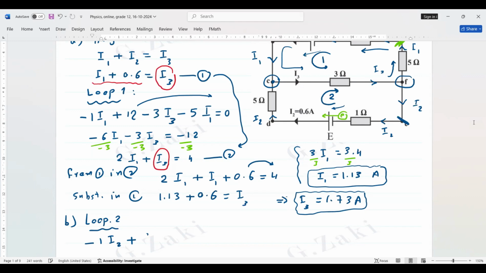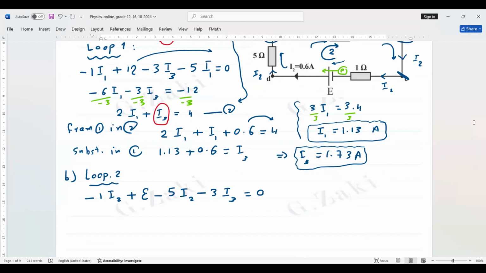EMF. And then the current is I2 and the resistor is 5. It is in the same direction as the loop, so it is negative 5 I2. And then here, the current is I3 and the resistor is 3, and the current is in the same direction as the loop, so it's negative 3 I3. Finish. Equals 0. Now we do substitution.